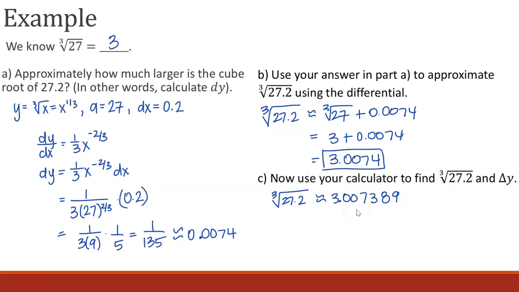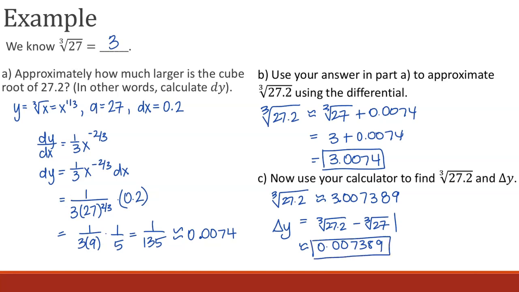So what is the actual delta y? The actual delta y is computing the difference in the output of the cube root of 27.2 and the cube root of 27. So that difference there is approximately 0.007389. So it's not too far off from our approximate change in y, dy, 0.0074 versus 0.007389.